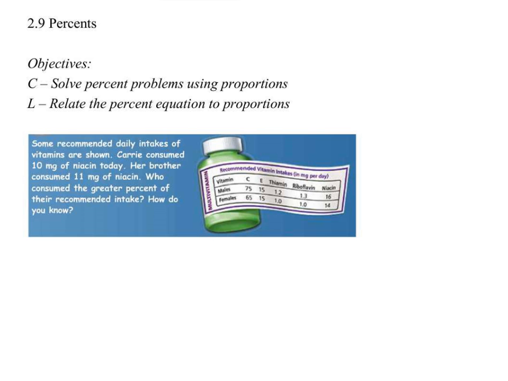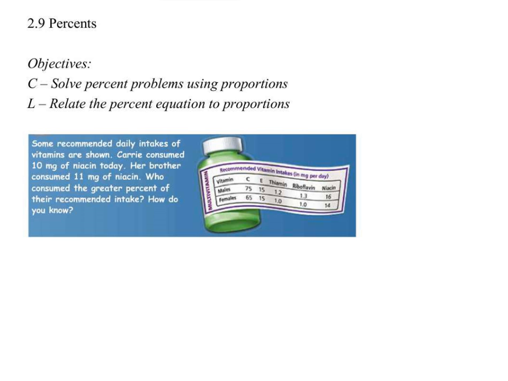If you take a look at this problem here that's listed in blue, it says some recommended daily intakes of vitamins are shown. So we have this bottle of vitamins here or something. Carrie consumed 10 milligrams of niacin today. Her brother consumed 11 milligrams of niacin. Who consumed the greater percent of the recommended intake?